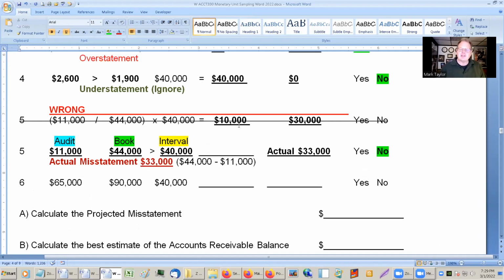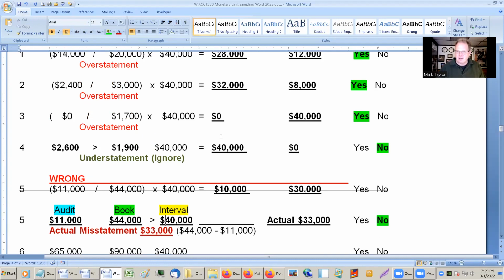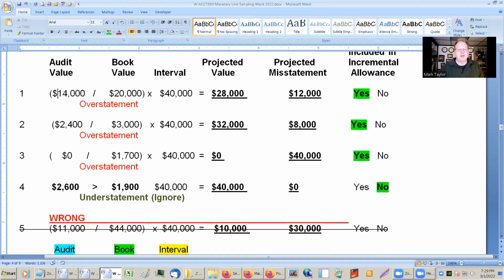The incremental allowance is there because there could be something else in the interval that is misstated. If we come up here, the book value is less than the interval. There are other things obviously in that interval. Same thing here, we got 3,000 of it, and there's another 37,000 of it. And same thing here, we got 1,700 of it, and there's another 38,300 in there. So there are other things in these intervals that could go wrong, and that's what leads to the incremental allowance.